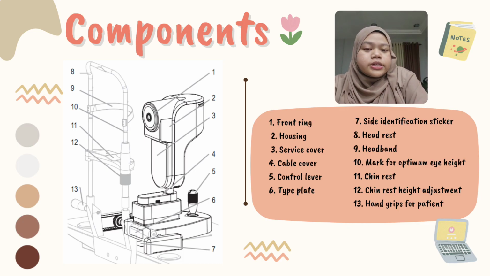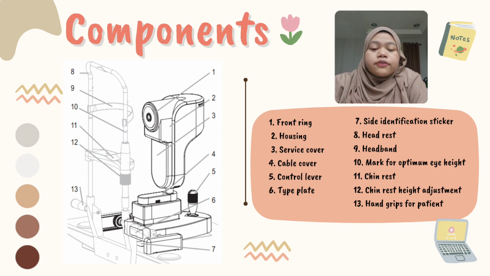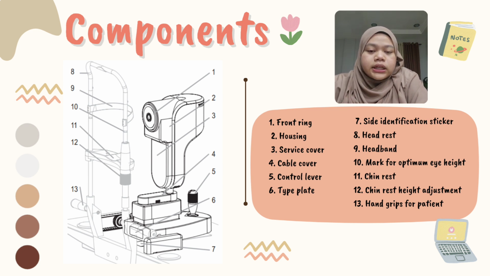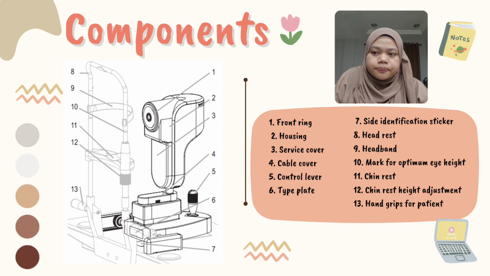Let's start with the first part of the instrument's components. The first one is the front ring, which is to fit in a T-cone, where the T-cone is used for topography. The second one is the housing, which houses the mechanism for the Lenstar instrument. The third and the fourth are the service cover and the cable cover, which both hold the same function, which is to cover the whole Lenstar mechanism.